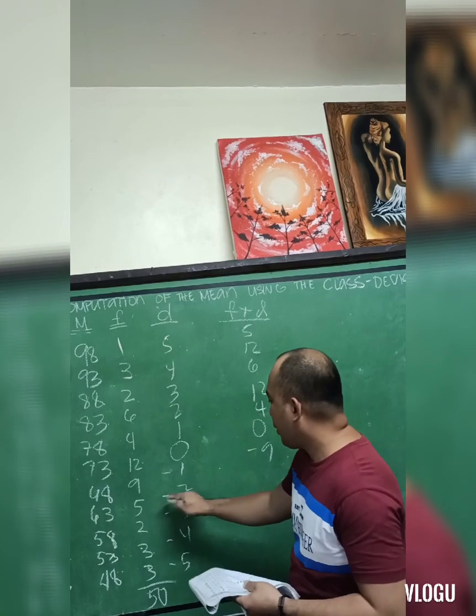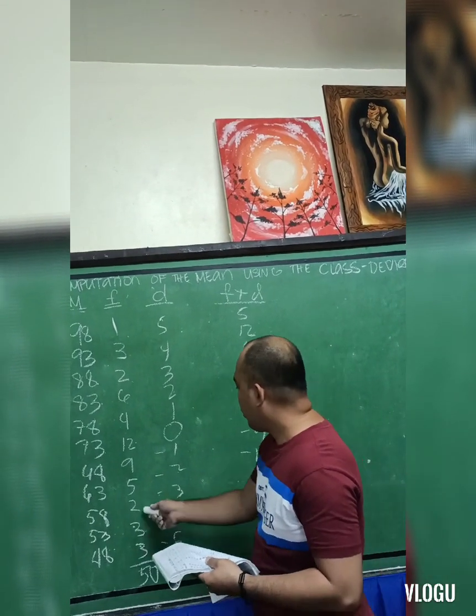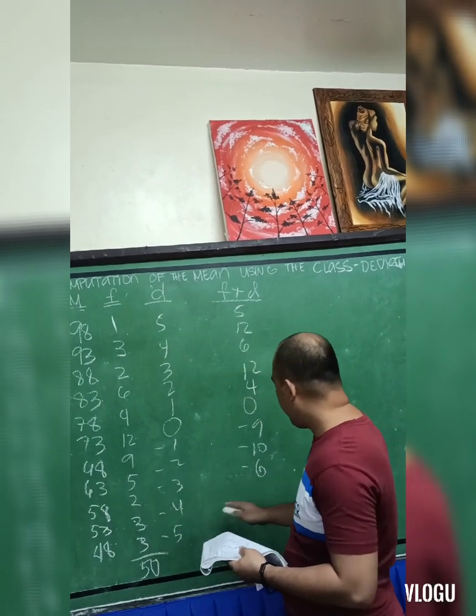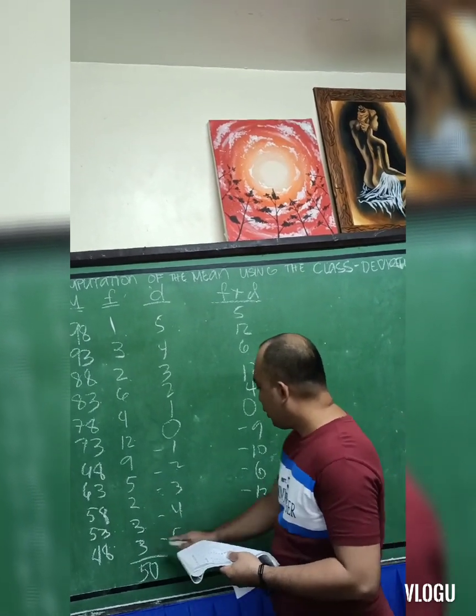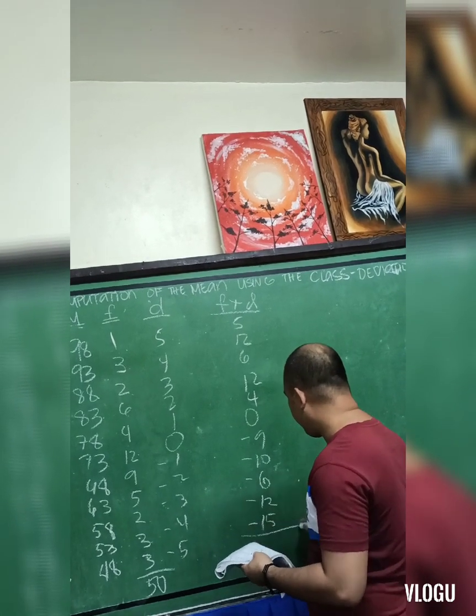9 times negative 1 is negative 9. 5 times negative 2 is negative 10. 2 times negative 3 is negative 6. 3 times negative 4 is negative 12. 3 times negative 5 is negative 15.